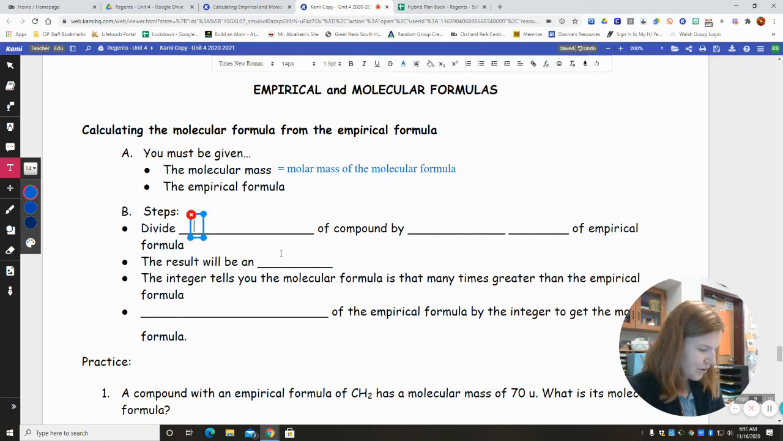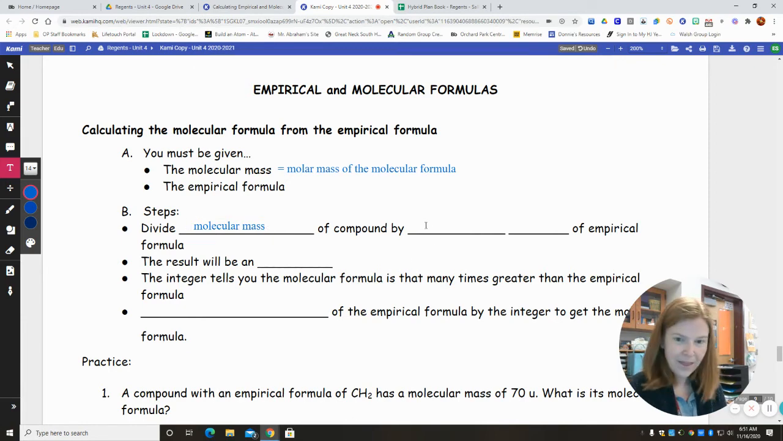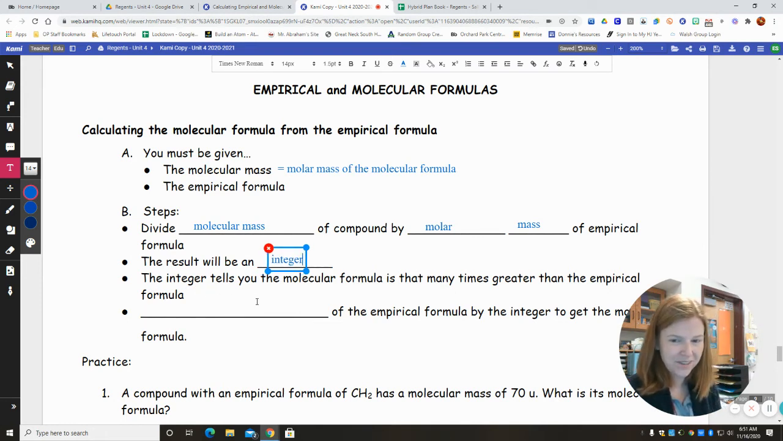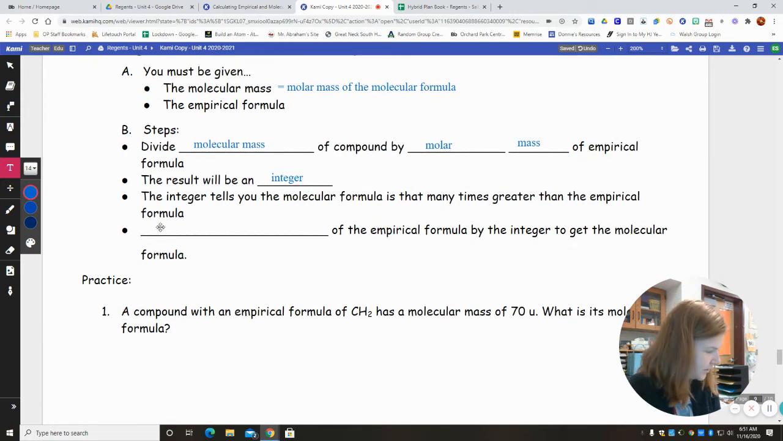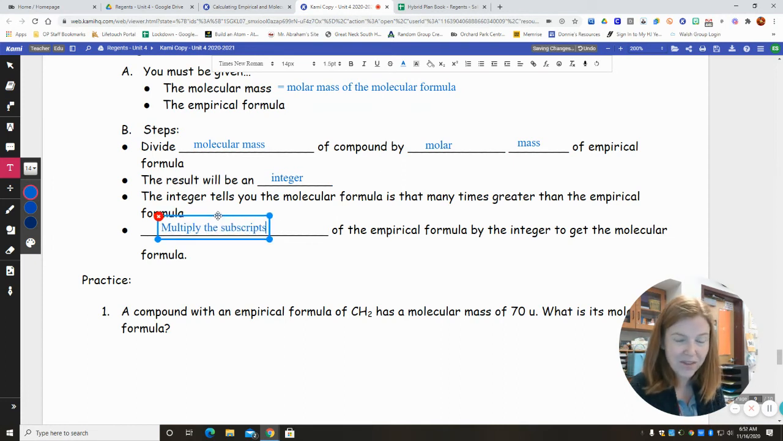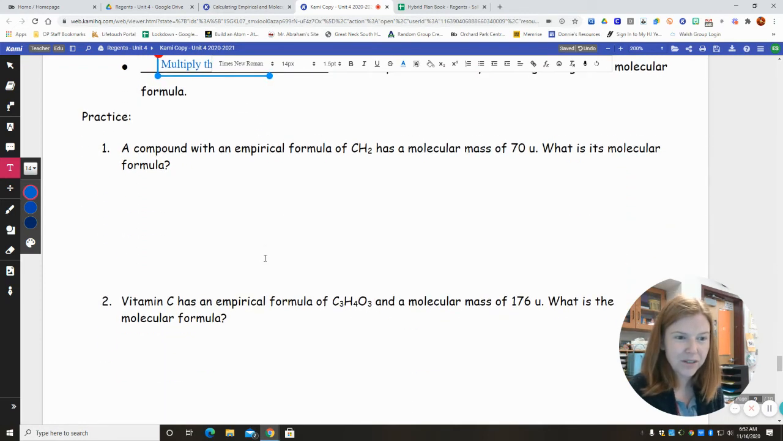So here are the steps. You are going to divide the molecular mass of the compound by the molar mass of the empirical formula. The result will be an integer. Remember, an integer is a whole number, okay? The integer tells you the molecular formula is that many times greater than the empirical formula. So you will multiply the subscripts of the empirical formula by this integer. So let's take a look at a couple of practice problems.